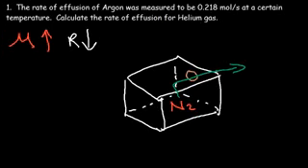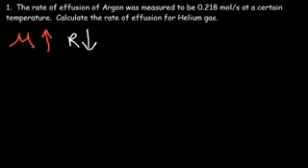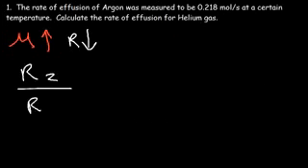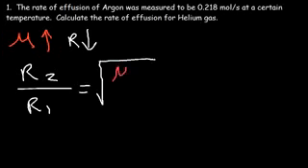Now the equation that you need, Graham's law of effusion, is R2 over R1 is equal to the square root of the second molar mass divided by the first one. Actually, it's the other way around. It's M1 over M2, because they have to be inversely related. So now how can we use this formula to calculate the rate of effusion for helium gas?